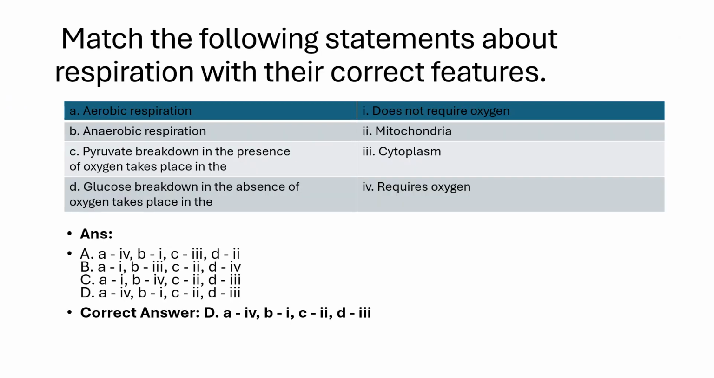Match the following statements about respiration with their correct features. The correct answer is option D. A, aerobic respiration, option 4, requires oxygen. B, anaerobic respiration, option 1, does not require oxygen. C, pyruvate breakdown in the presence of oxygen takes place in option 2, mitochondria. D, glucose breakdown in the absence of oxygen takes place in option 3, cytoplasm.